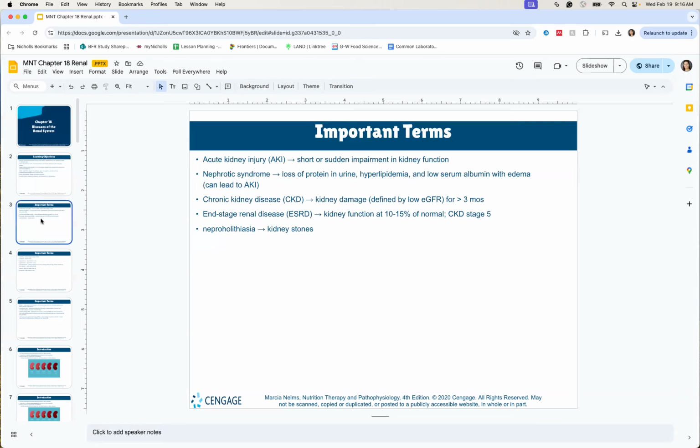Then we have what's called nephrotic syndrome. This is characterized by the loss of protein in urine. We typically see hyperlipidemia and low serum albumin with edema. Now, nephrotic syndrome is not a type of AKI, but it can lead to an AKI. You'll notice that the low serum albumin is a common theme with our renal pathology.